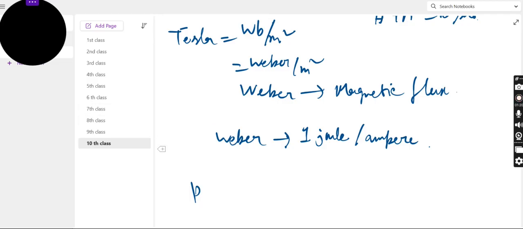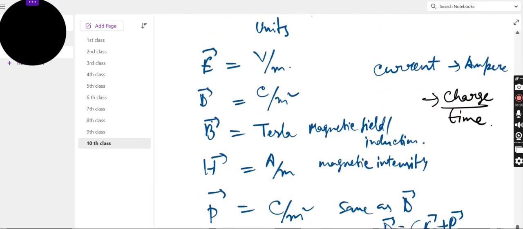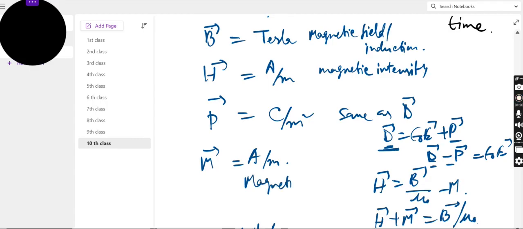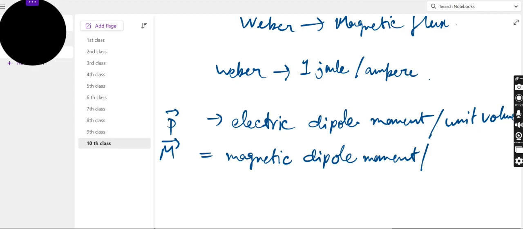And as I have already mentioned, polarization represents electric dipole moment per unit volume, and magnetization is magnetic dipole moment per unit volume.